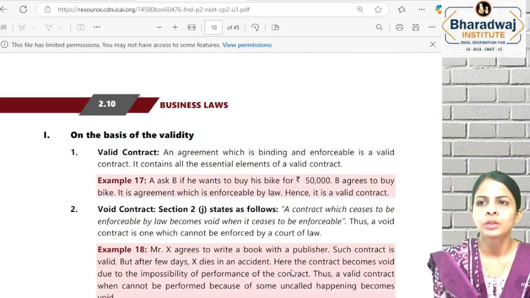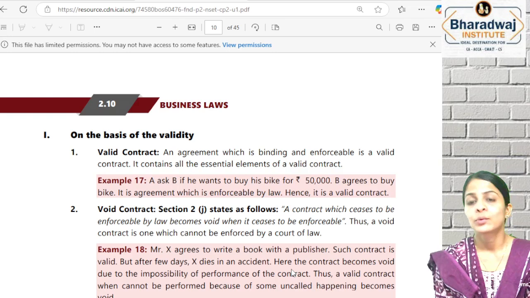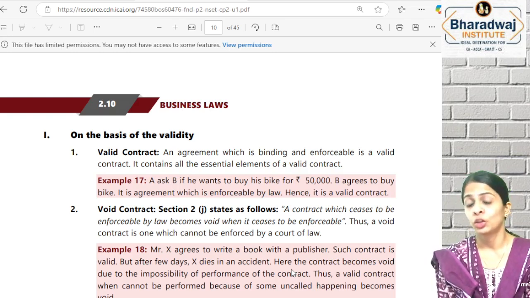In your notebook, there is one difference. Just write down the difference between agreement and contract.